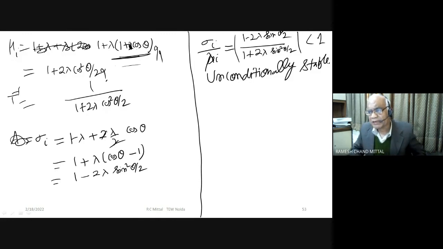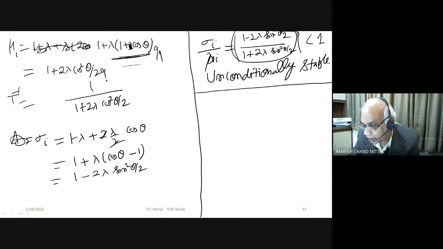I can do the same thing by the Fourier series. Ultimately, the same kind of terms will arrive, and you will get that this is always true. So this is about the Crank-Nicolson scheme. Now let me take the DuFort-Frankel scheme, and the Richardson scheme.